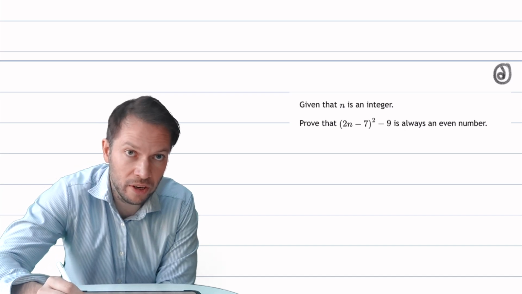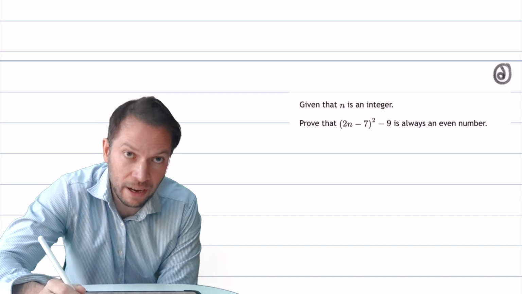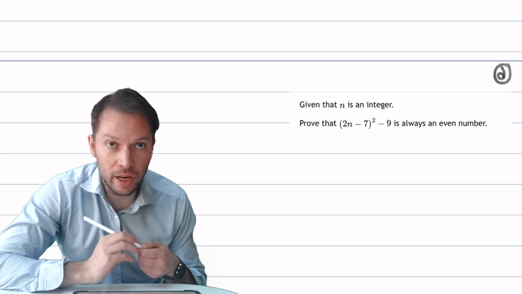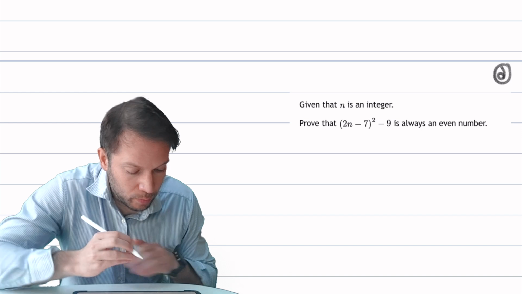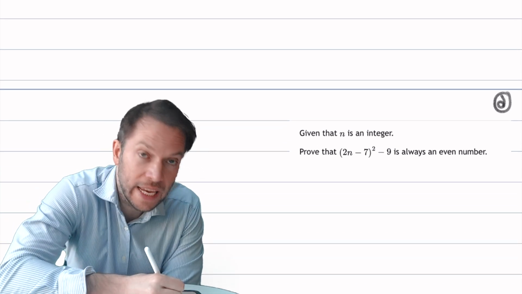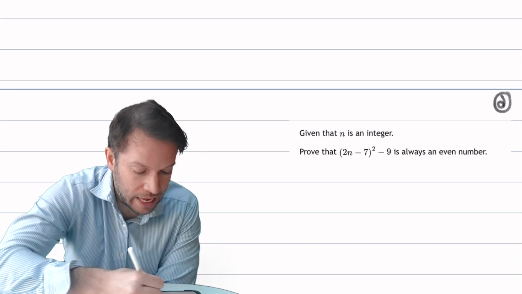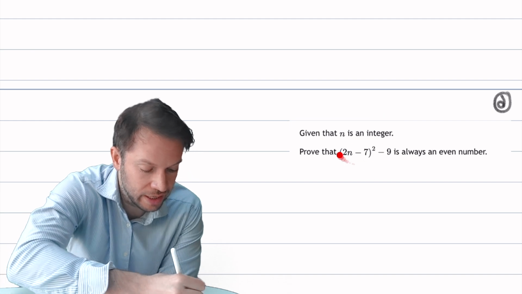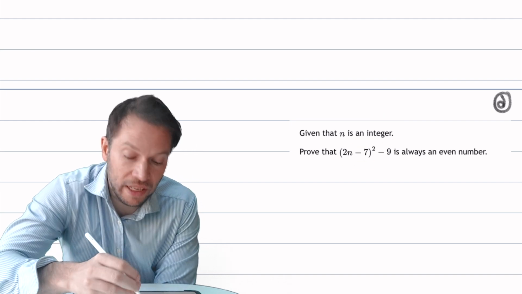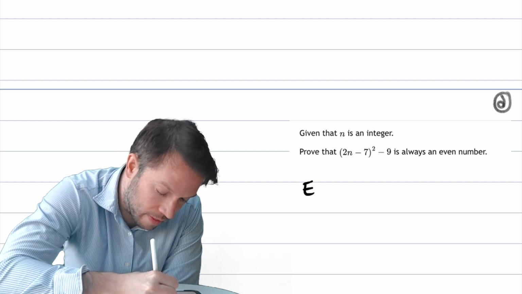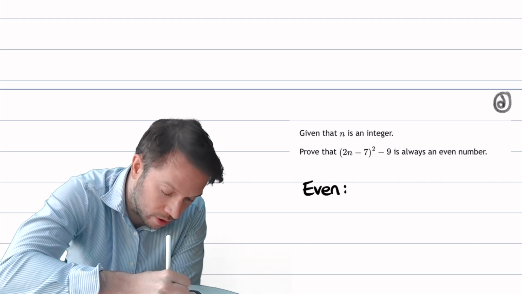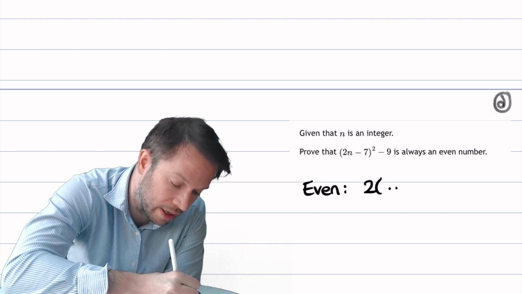Hi, in this video we're going to prove that an algebraic expression is always either even or always odd. So we're told that n is an integer. Integer just means a whole number, and we want to prove that this expression here is always even. Now basically, if a number is always even, then it can be written in the form 2 multiplied by something.